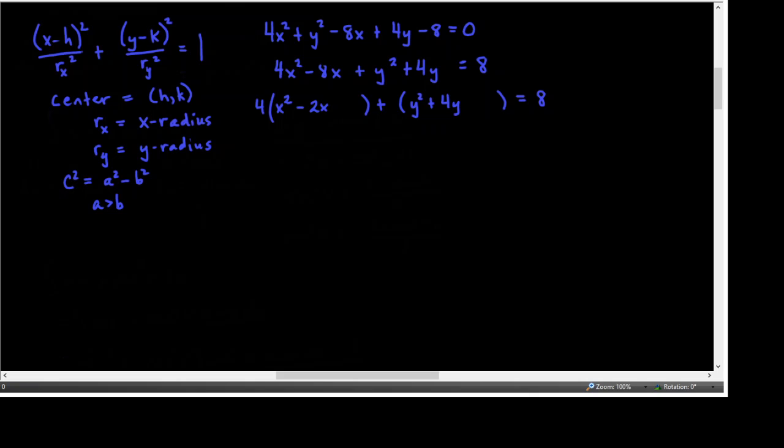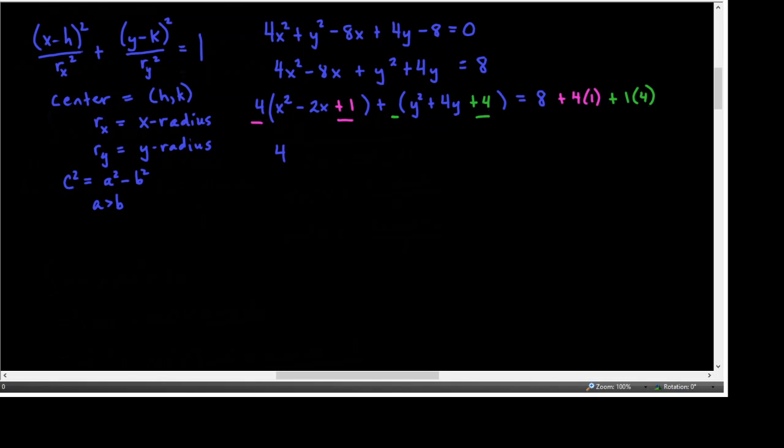All right, so completing the square on x, half of negative 2 is negative 1. The square of negative 1 is 1. So I'm going to add 1 inside the parentheses. In reality, I just added 4 times 1 to the left side. So I'm going to add 4 times 1 to the right side. Then, completing the square on y, half of 4 is 2, 2 squared is 4, so I'm adding 4. In reality, I'm adding an understood 1 times 4, so I'm going to add 1 times 4 to the other side as well.